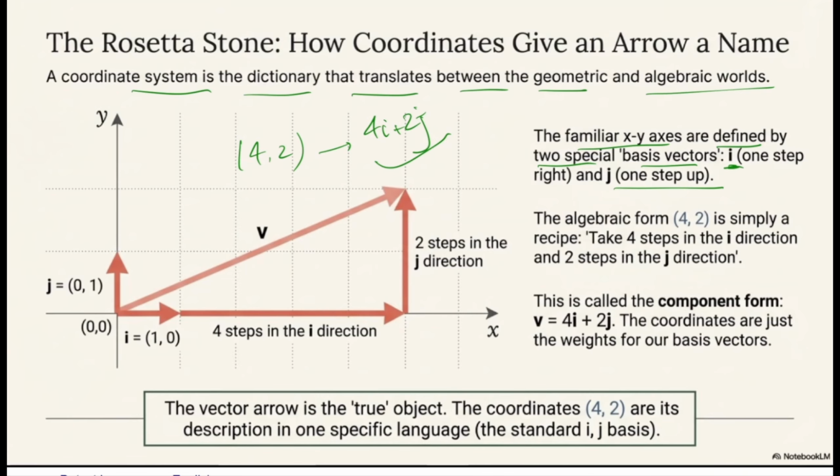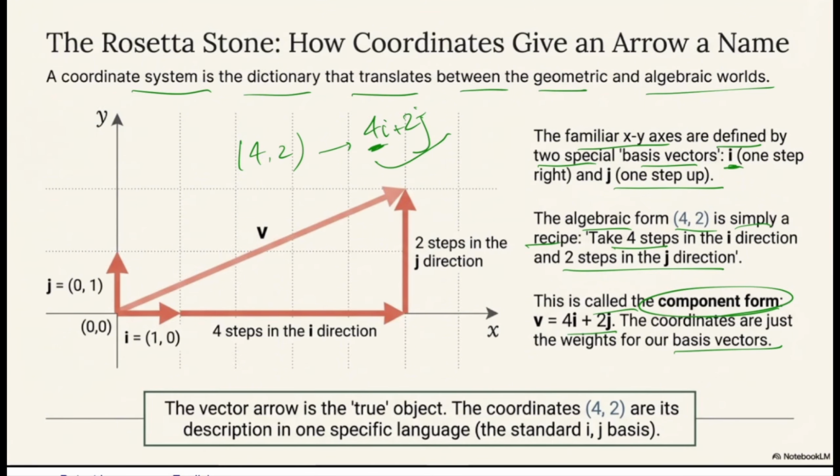At this point, I know 4i, or positive 4, is a step to the right and positive 2 to the top. So the algebraic form that we knew was 4 and 2, and it simply is going to be a recipe right now. Take 4 steps in the i direction along the x-axis and 2 steps in the j direction. This is something that we call the component form, which we can write as 4i plus 2j. The coordinates are just the weights for our basis vectors.